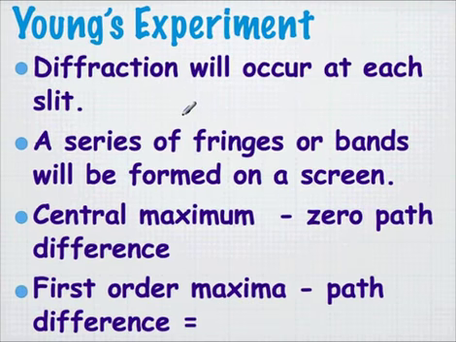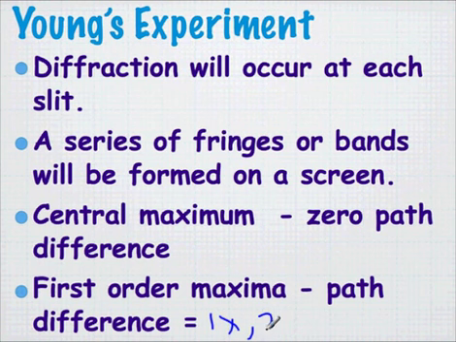So diffraction will occur at each slit, and a series of fringes or bands will be formed on a screen. The central maximum is the zero path difference. The first order maximum is essentially when the path difference is either 1 times the wavelength or 2 times the wavelength, and so on.